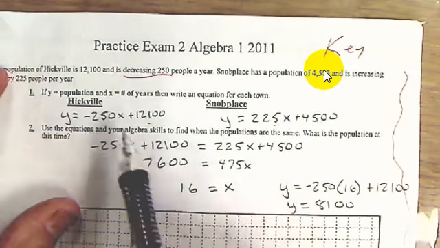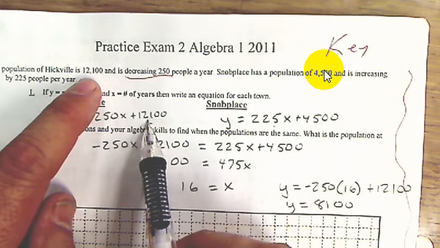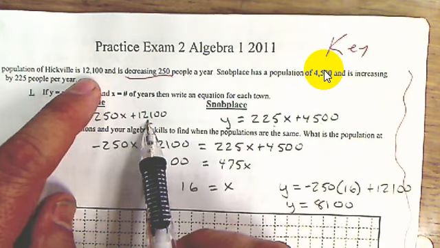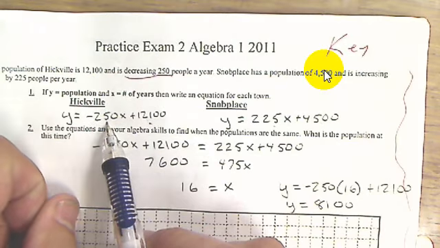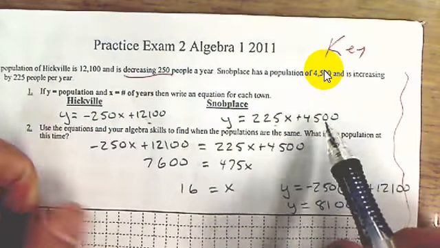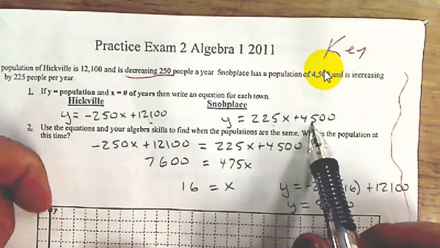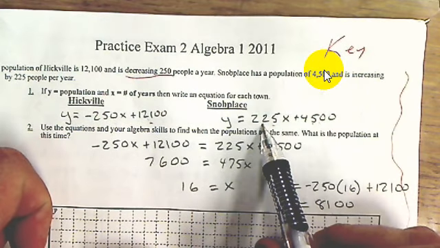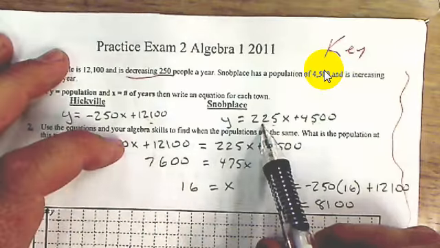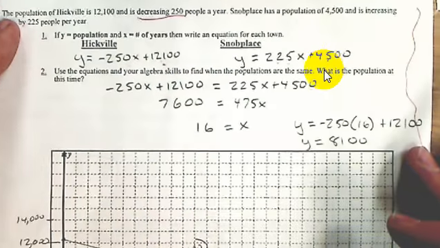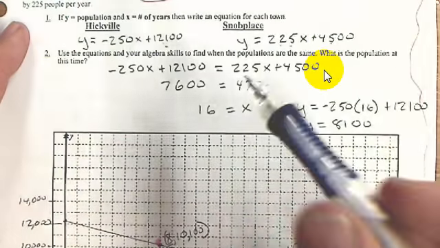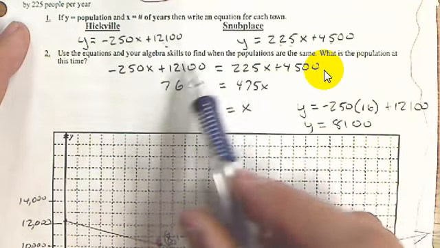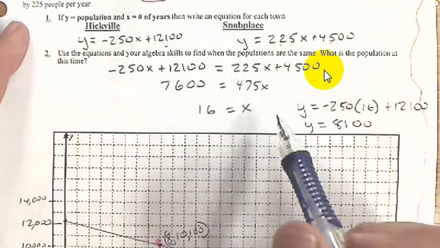So the town starts off with that many, and it's changing by going down by 250 each time. That's how I got that equation. That's where he starts off. So your y-intercept idea, your initial value, and this is how it's changing, the slope, people per year. I want to find out when it's going to be the same, so I put them equal to each other. That's another word for same.